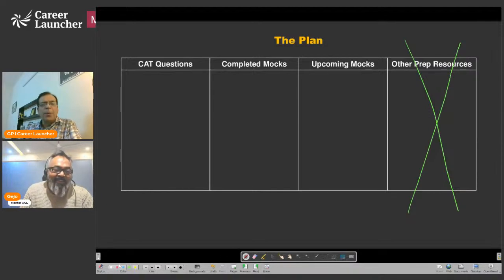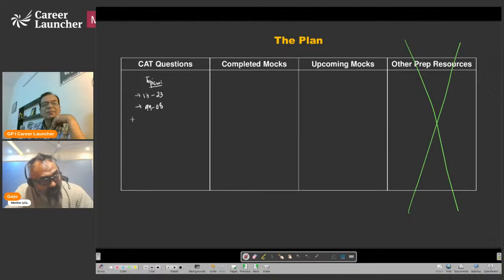And CAT questions topic wise. Do them topic wise. Start with 17 to 23 and then go back to 99 to 2008. One of the things that you will be very surprised to see is that in a lot of cases, the actual question will be repeated. In most cases, concepts are repeated. How many questions can they create? It'll be various versions of the same thing.